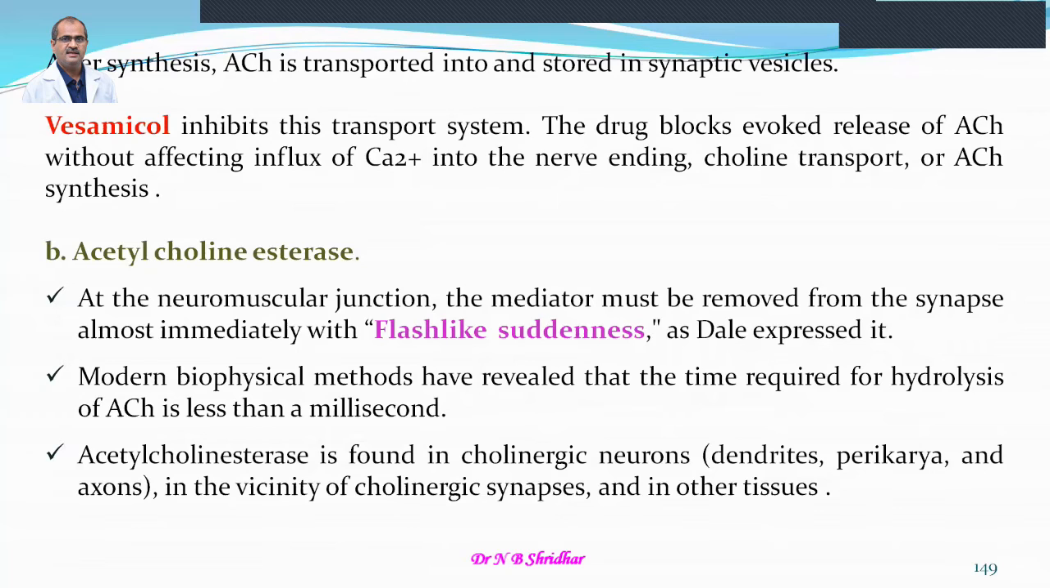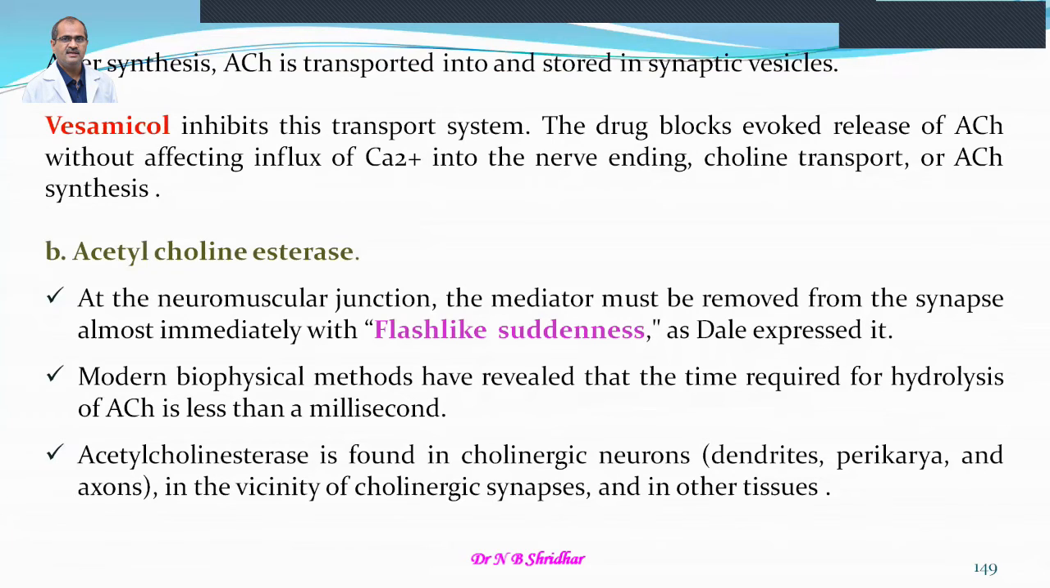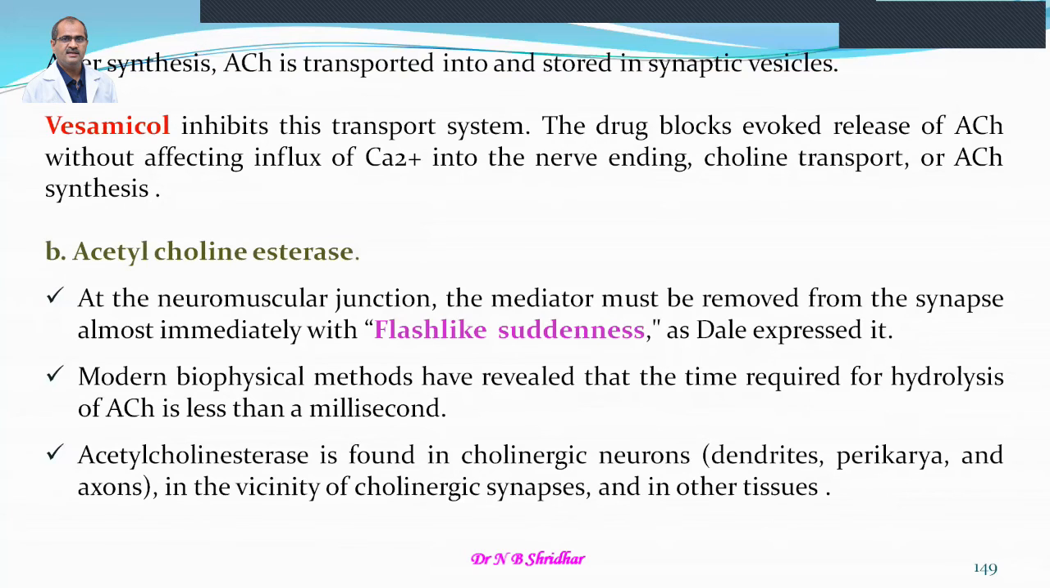The drug blocks evoked release of acetylcholine without affecting the influx of calcium into the nerve ending, the choline transporter or acetylcholine synthesis. That's why vesamicol inhibits the release of acetylcholine, but it is not going to affect the calcium ions in the nerve ending. Of course, the choline transporter and acetylcholine synthesis, all these three are not affected. It just inhibits the release of acetylcholine.